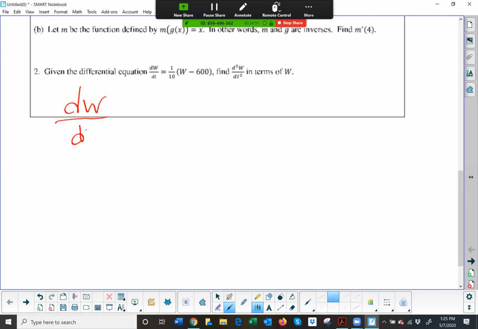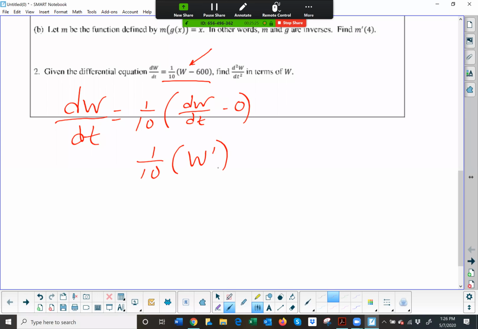This isn't really that involved of one. They gave us a pretty simple function. But what I want you to realize is that it is going to have to be implicitly derived. So I'd have dW/dt, and then minus 600, that's going to zero out. Maybe some of you expressed it as W prime. That's fine too.